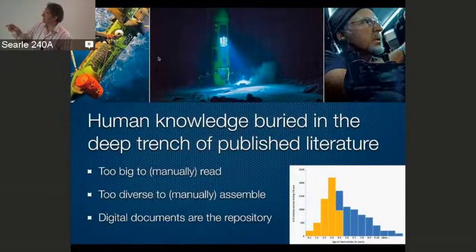Our claim here is that human knowledge ends up getting really buried in this deep trench of published literature, and this graph here basically traces out a log normal distribution. If you look across journals and across papers, it's a log normal distribution of attention decay over time, right? So the half-life of a paper across all the journals in science scholarship is about 4.5 years. If you just look inside cancer biology, you can scale that back to about 3 years.